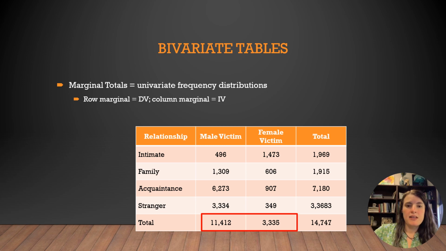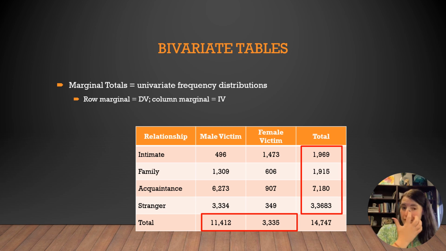The dependent variable frequency is obtained by adding up all the values across each row to find a row total. The last column now represents a frequency table of victim to offender relationships only. Now we know that regardless of victim type, there are 1,969 people killed by intimate partners, 1,915 people killed by family members, and so on. The final number in the chart is the total sample size, or the table total. In this case, we are looking at a total of 14,747 homicides in the table.